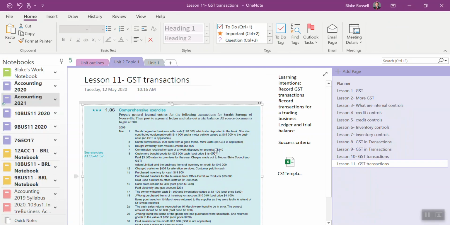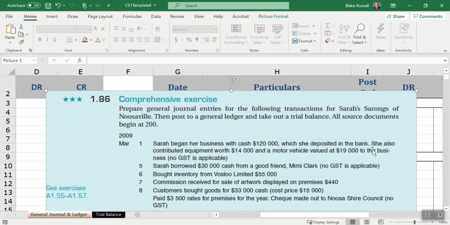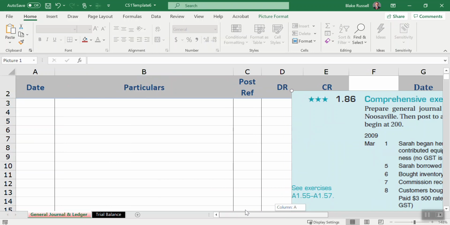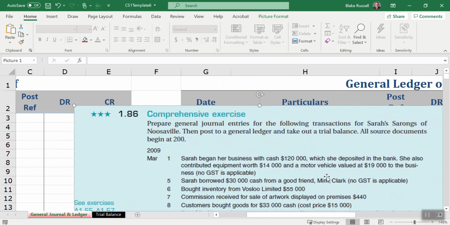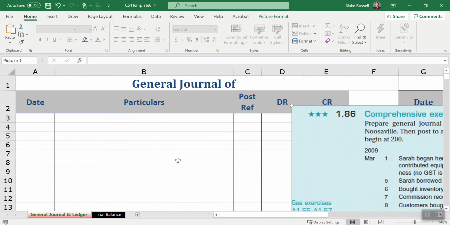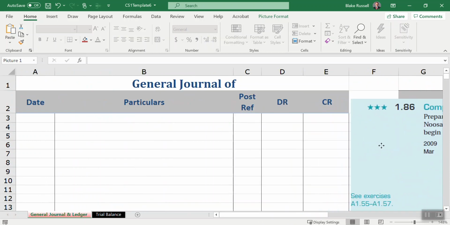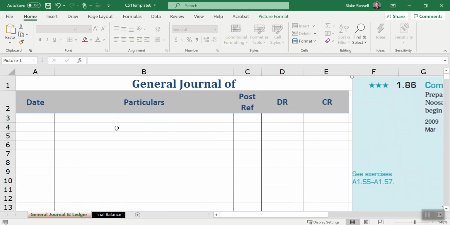In terms of this unit, we've got the business, no GST is applicable. Okay, so that helps. We don't have to worry about GST in here. So think about what accounts you would be using. You're contributing cash, which is your bank account, and also equipment and a motor vehicle. So no GST here. So it's nice and easy. We've done this one a few times, but I'll do it again.